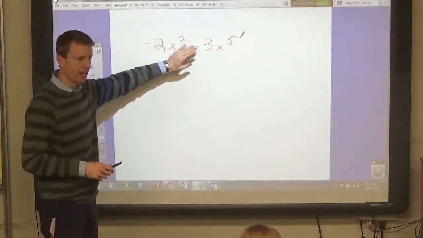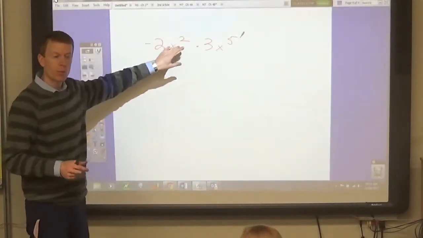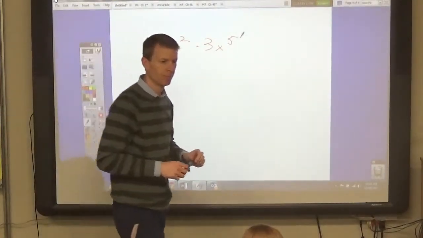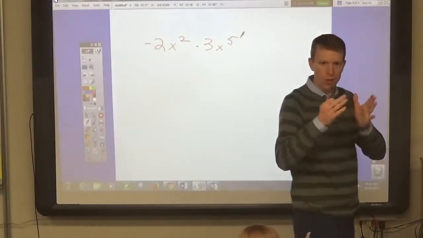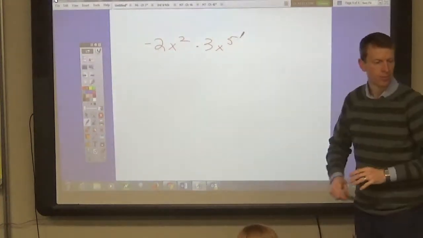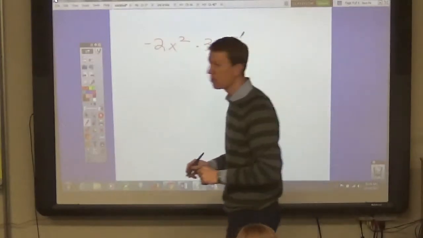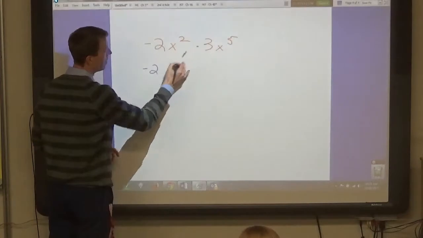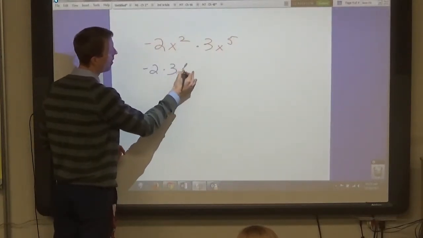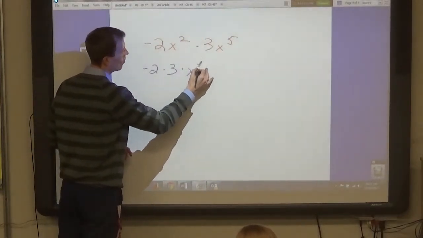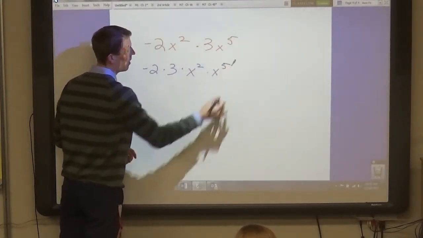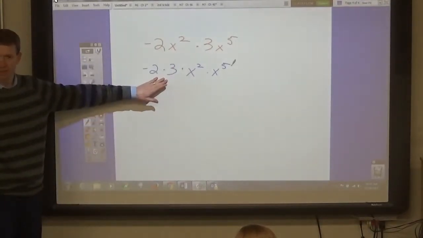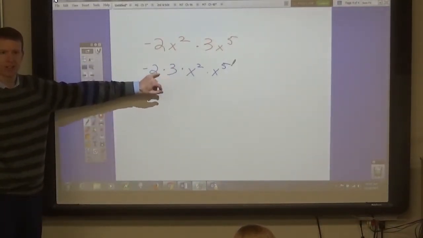Yep, sit up. Eyes up here. Can we rearrange the order of the numbers when we're multiplying? What property says you can switch the order of the numbers when you're multiplying? Kaden? Commutative property, right. So we could write this out as negative 2 times 3 times x squared times x to the 5th, right? Can we write it out this way? Is that legal? Michael? Yeah.